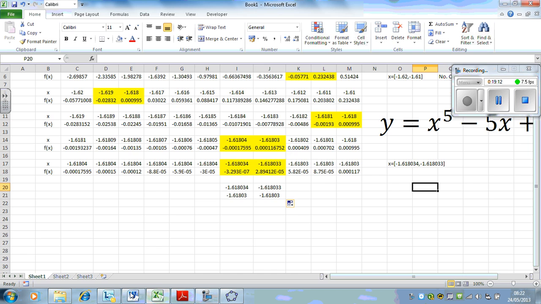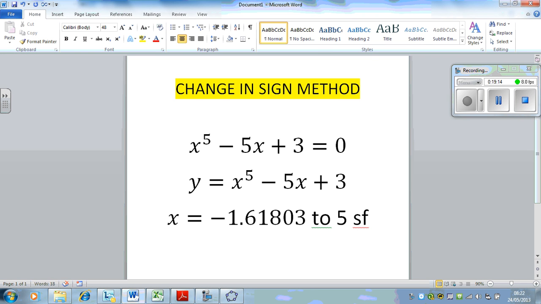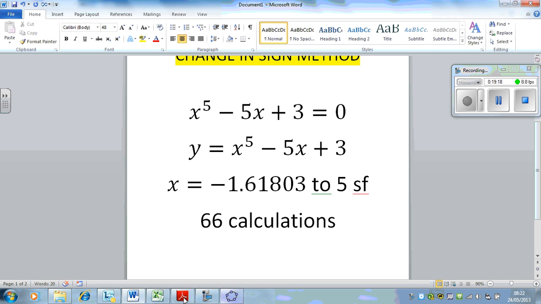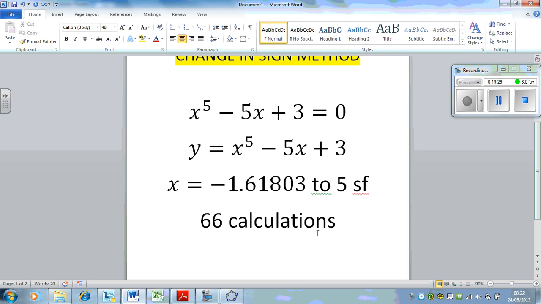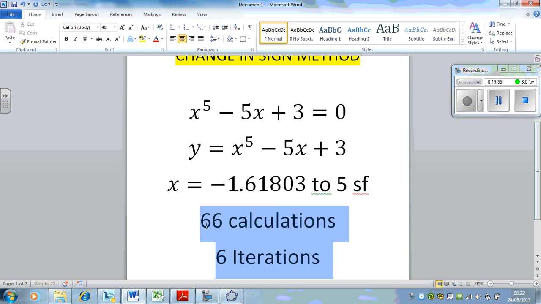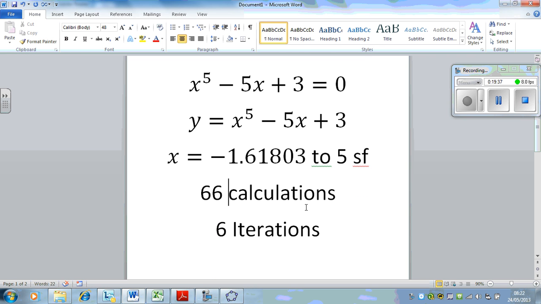Now, if you're doing that by hand, that would be quite a lot of calculations. How many iterations have you done? Well, we did it once, twice, thrice, 4 times, 5 times, 6 times. So we did 66 calculations with 6 iterations. These are going to be useful for when we compare the other 2 methods in terms of speed and number of calculations which you have to do.